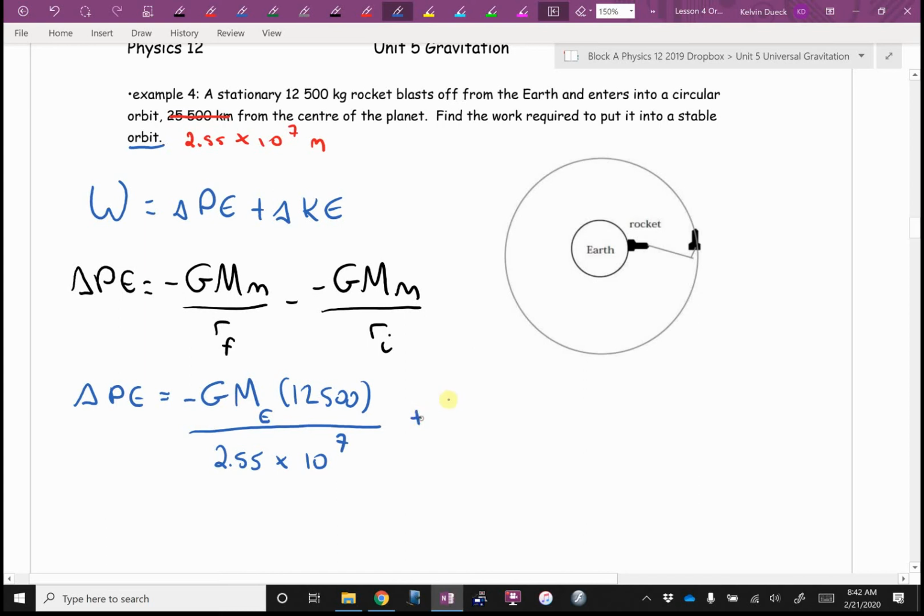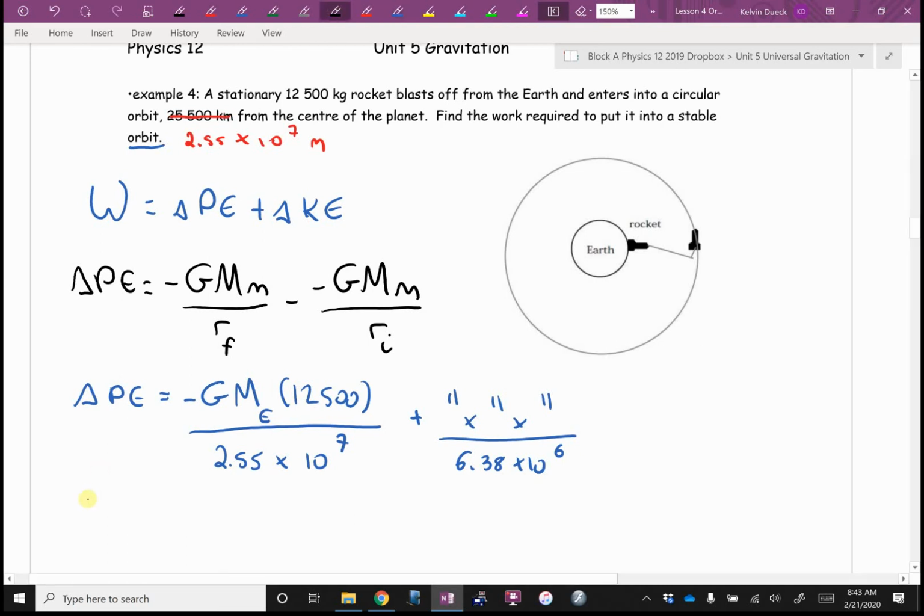Then there's going to be a plus sign, same thing, times same thing, times same thing, all over radius of the Earth, which is 6.38 times 10 to the sixth. Also notice I did the diagram a little differently. I turned the rocket in its final position sideways so that you can see. That's me trying to show you, oh, it's in orbit. Ish.